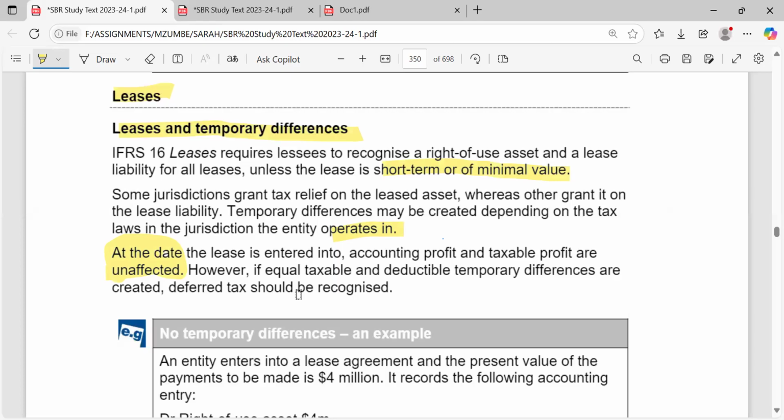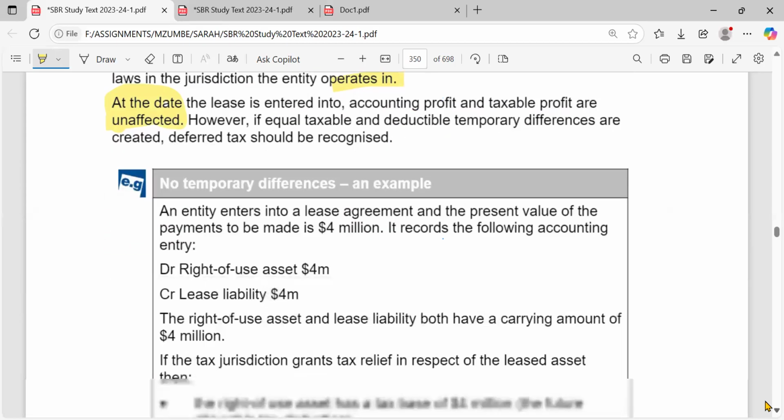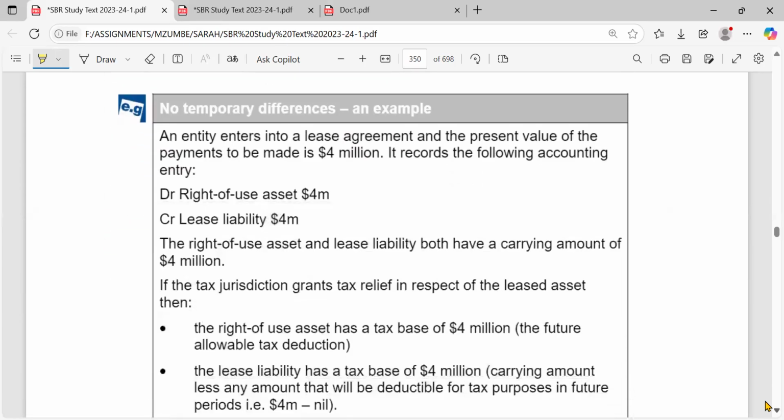In case we have something like that, we have equal taxable and deductible temporary what? Differences, right? Okay, now let's just look at this. If you look at examples, it gets better and better for you, right? So, no temporary difference example. Let's look at an example where there is no temporary difference.